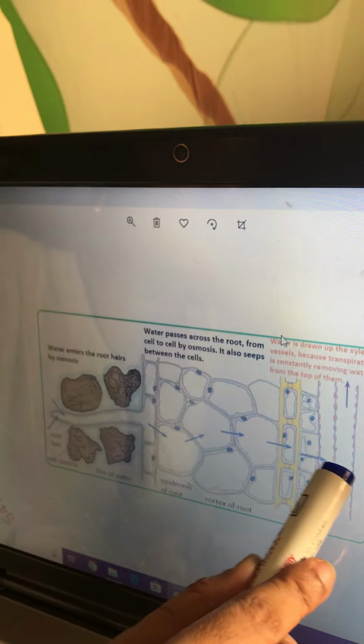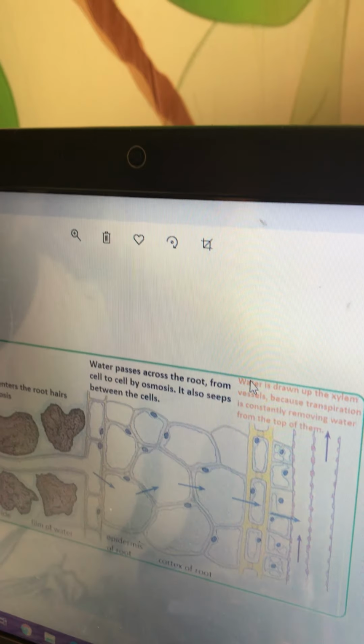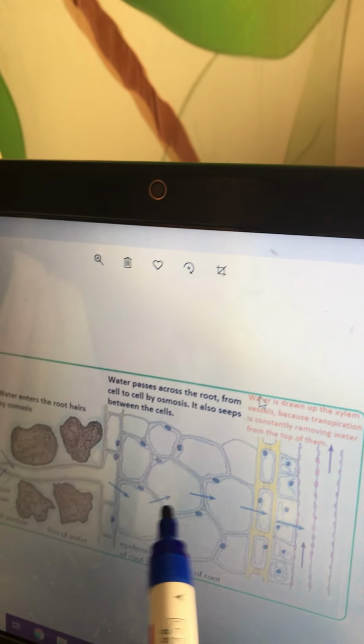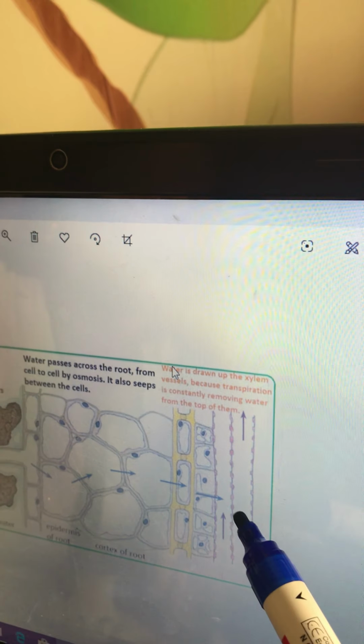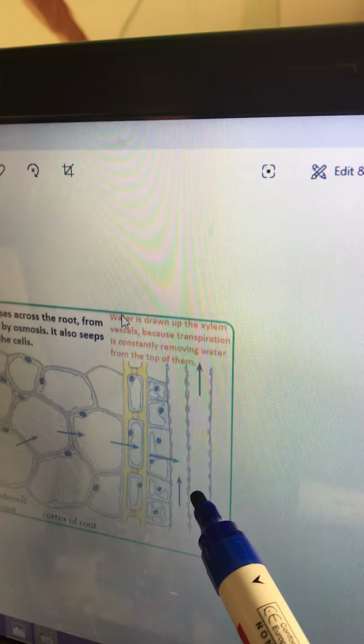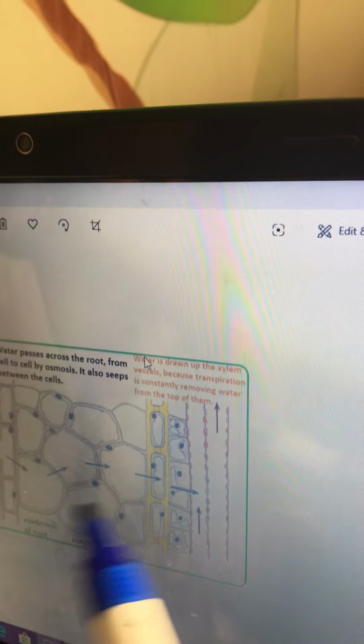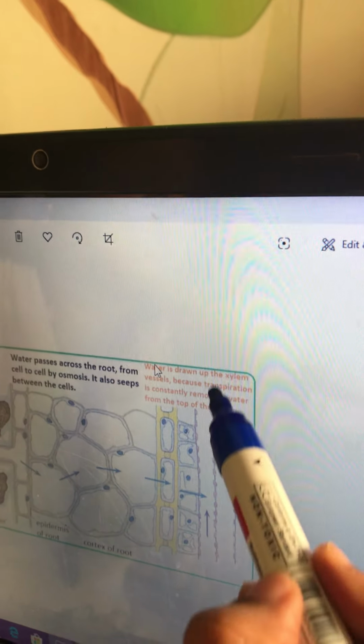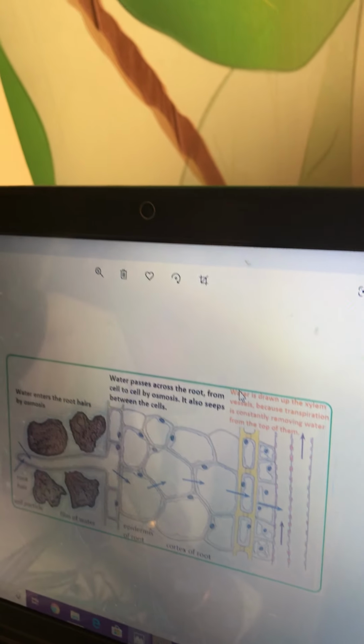You can see the arrow mark. It is representing the water molecule. The water molecule will continuously move and finally get trapped in the xylem vessels. Here you can see the xylem vessel. From the xylem vessel, the water will move upward. One more picture I will show you.